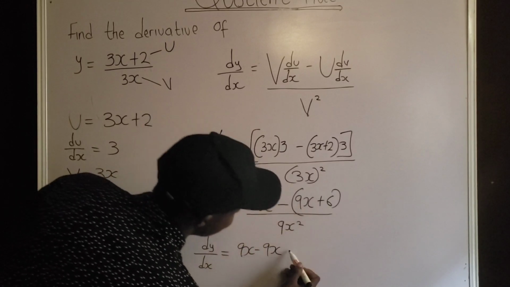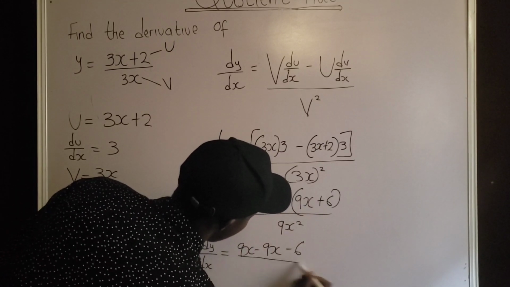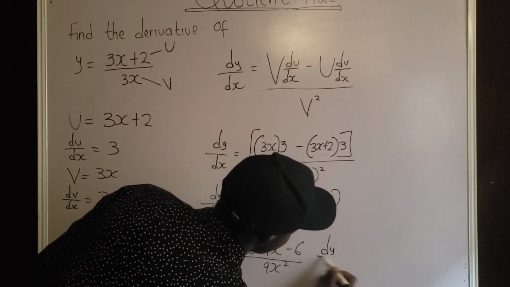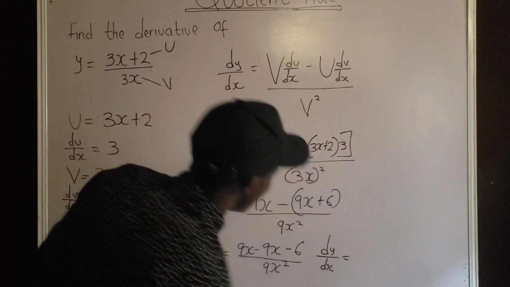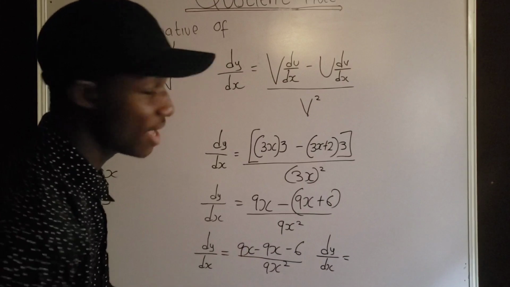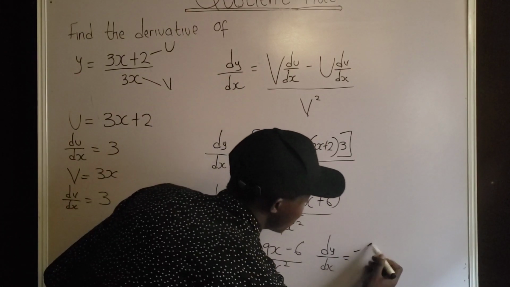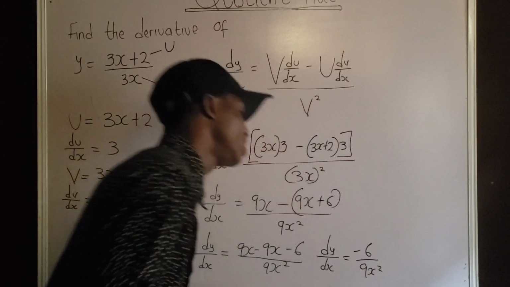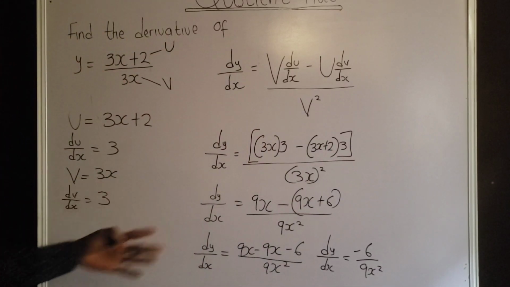minus, multiplied by plus 6, that is minus 6, all over 9x squared. So dy over dx is equal to 9x minus 9x, that is 0. So I'm going to have minus 6 all over 9x squared. You can reduce it by dividing by 3, but I just leave the answer like that.